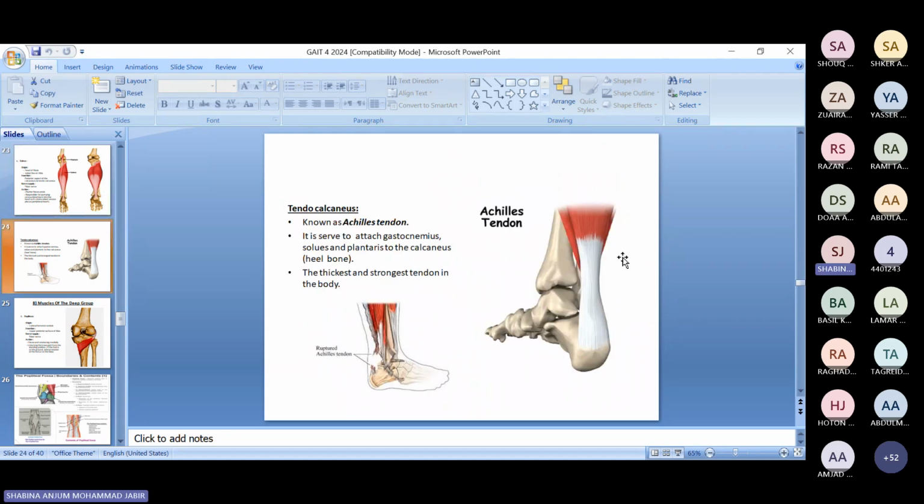So we have the tendo-Achilles. It is also known as the tendocalcaneus. It provides attachment to the gastrocnemius, soleus, and plantaris to the calcaneum. This is the calcaneum, which is called the heel bone. This is the thickest and strongest tendon in our body.